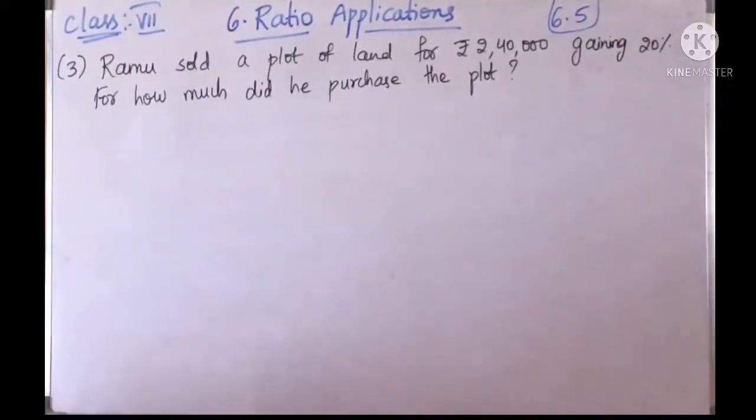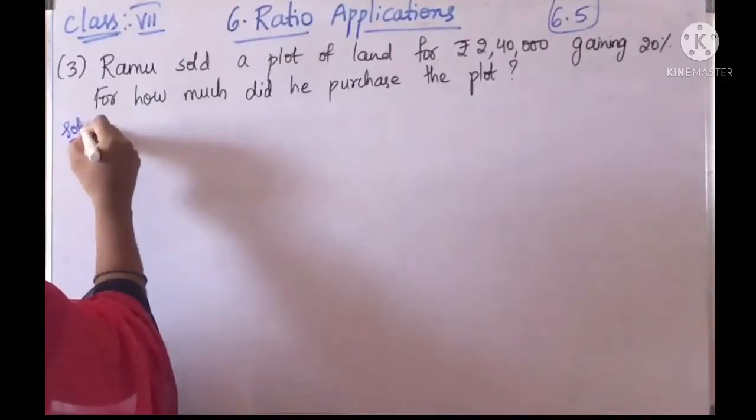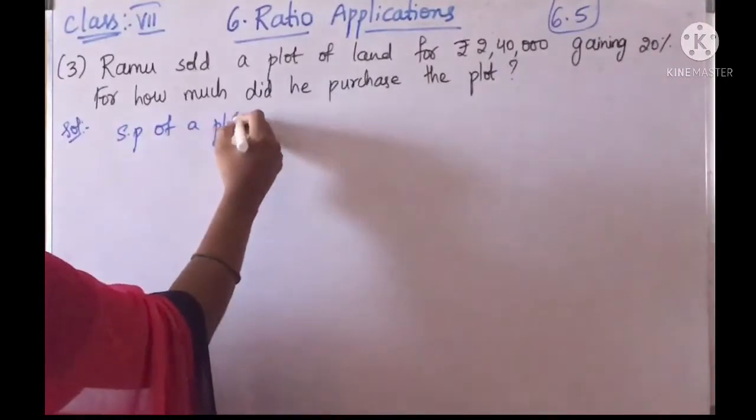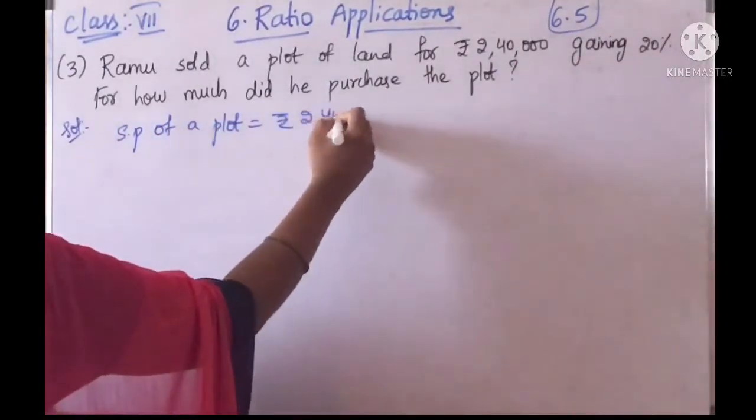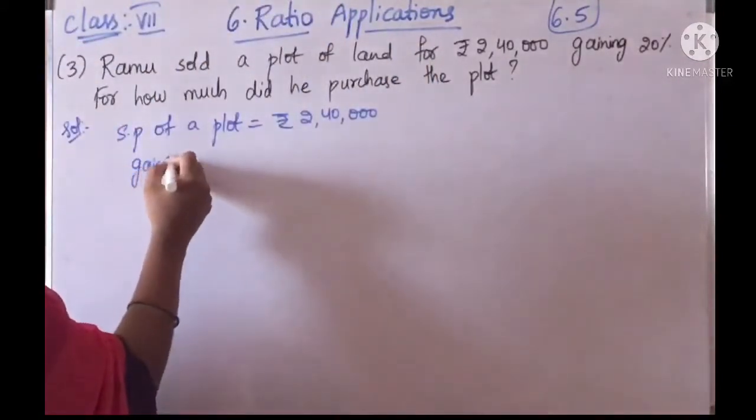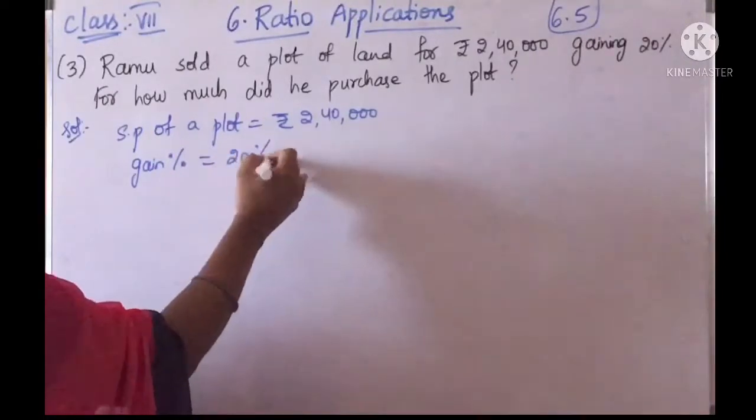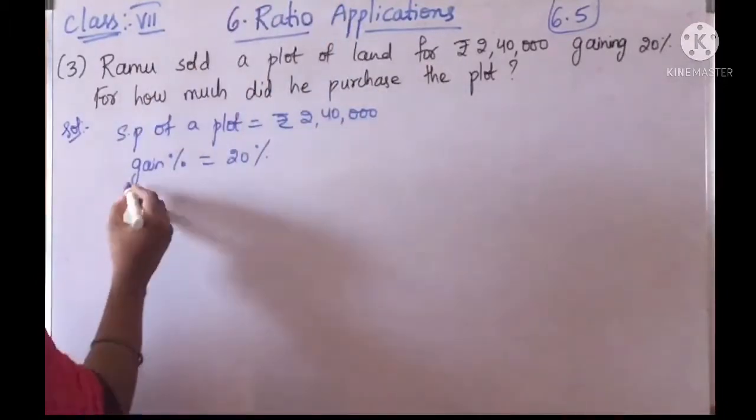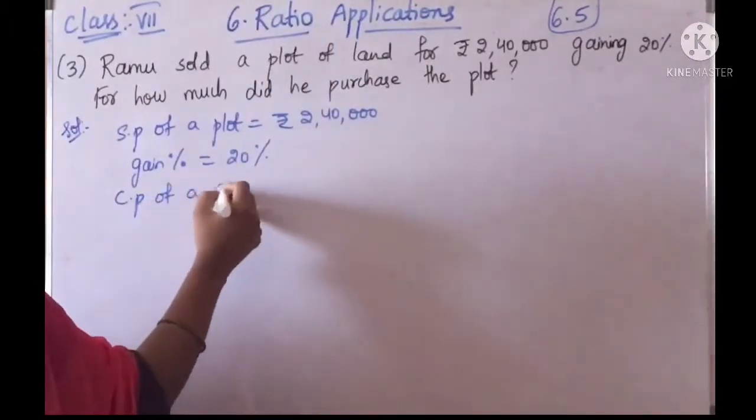Now coming to third question, children. Ramu sold a plot of land for rupees 2,40,000 gaining 20%. For how much did he purchase the plot? If you see the question, in the first sentence, Ramu sold means selling price of a plot. How much? Rupees 2,40,000. And gaining 20%, here they have given gain percentage, children, that is 20%. We have to find for how much did he purchase. Purchase is nothing but the CP. We need to find the CP of a plot.